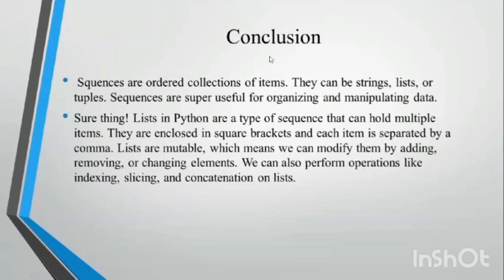Conclusion: sequences are ordered collections of items. They can be strings, lists, and tuples. Sequences are super useful for organizing and manipulating data. Lists in Python are a type of sequence that can hold multiple items. They are enclosed in square brackets, and each item is separated by a comma. Lists are mutable, which means that we can change the values of the list, and we can also perform different operations like indexing, slicing, and concatenation.